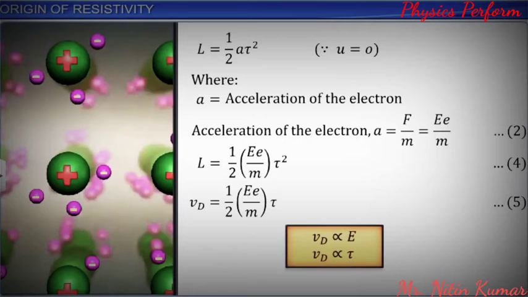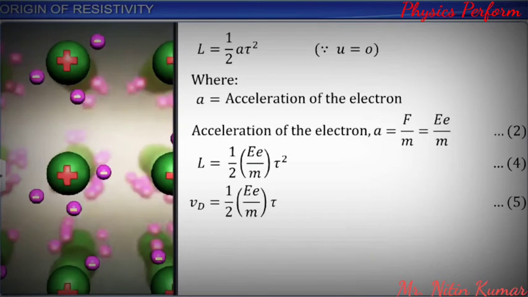Equation 5 can be further simplified to get Vd is equal to K into E, where K is a constant equal to e tau by 2m. Let this be equation 6. The constant K depends on the material of the conductor and its temperature.